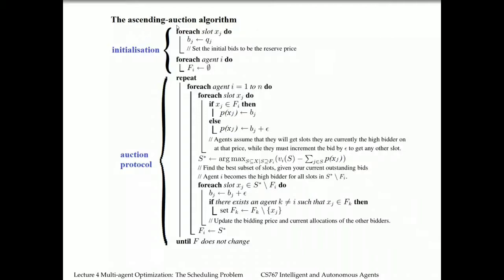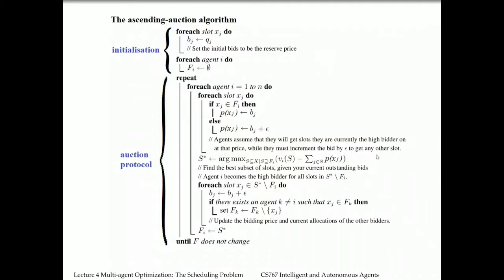We call this the ascending auction algorithm. It has this initialization phase which sets the current bidding price as the reserve price for every time slot. And for every agent, initially we set the empty set as the bundle that's given to the agent.